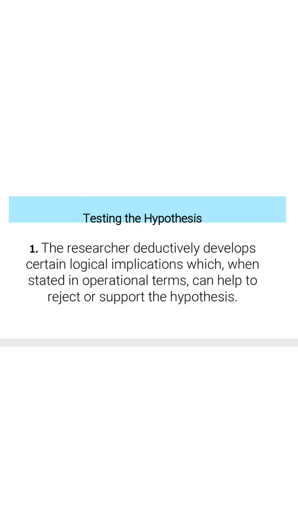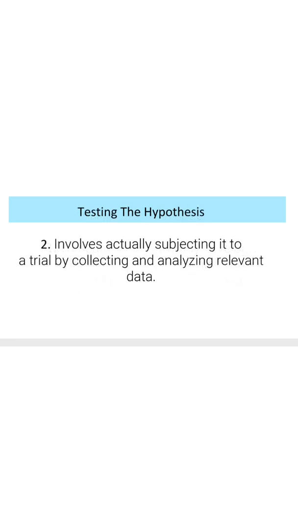Testing the hypothesis. There are two stages to accomplish the hypothesis. First, the researcher deductively develops certain logical implications which, when stated in operational terms, can help to reject or support the hypothesis. Second, involves actually subjecting it to a trial by collecting and analyzing relevant data.